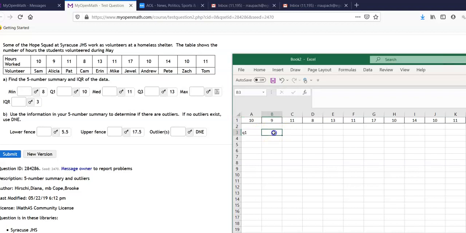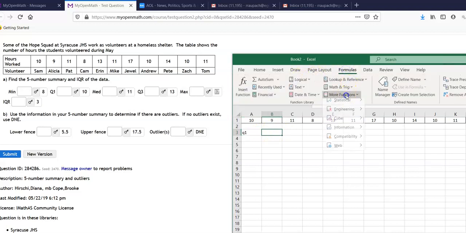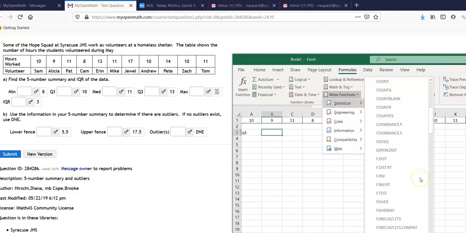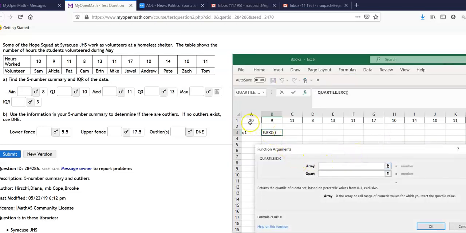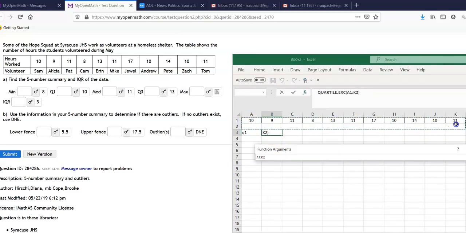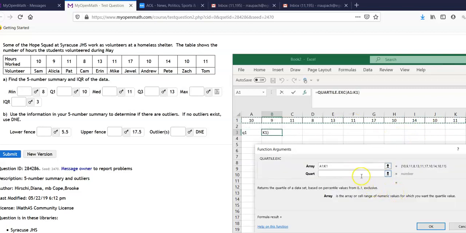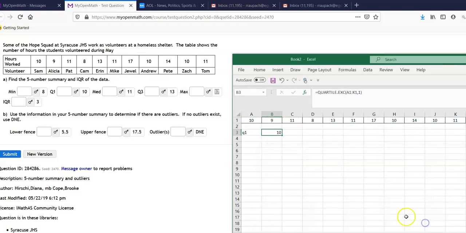Q1 would be formulas, more functions, statistical, quartile.exe, and highlight these numbers, and just do 1. And so Q1 is 10. And again, if you don't know what quartiles mean and what I'm doing, watch my recording from yesterday's class and my video I sent out this morning.